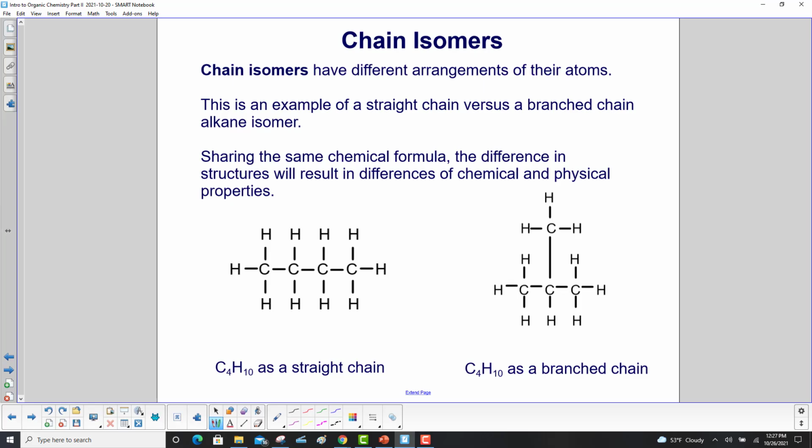Chain isomers have different arrangements of their atoms. This is an example of a straight chain versus a branched chain alkane isomer. Sharing the same chemical formula, which is C4H10, the difference in structures will result in differences of chemical and physical properties.